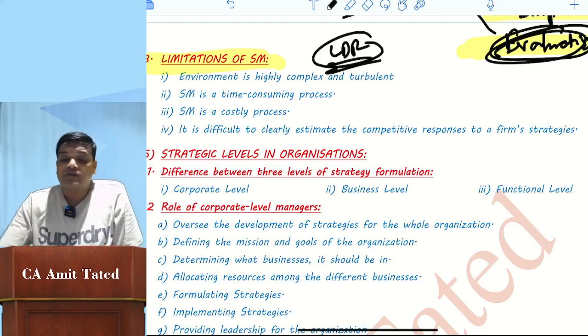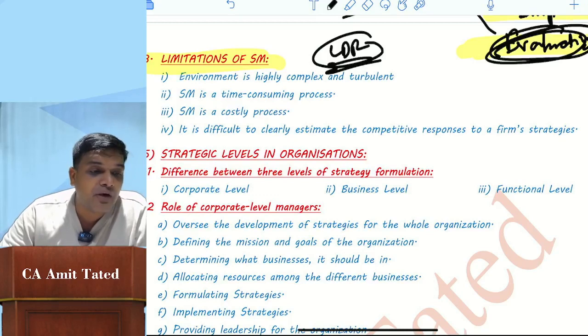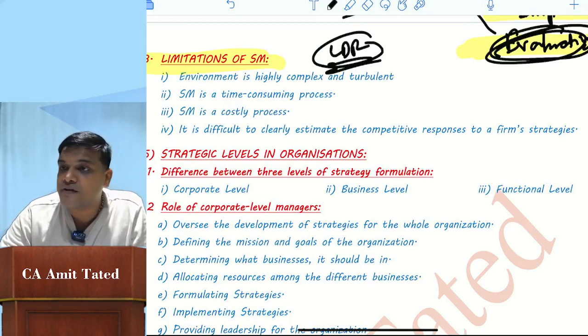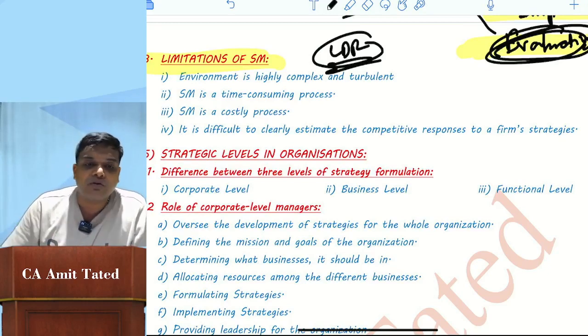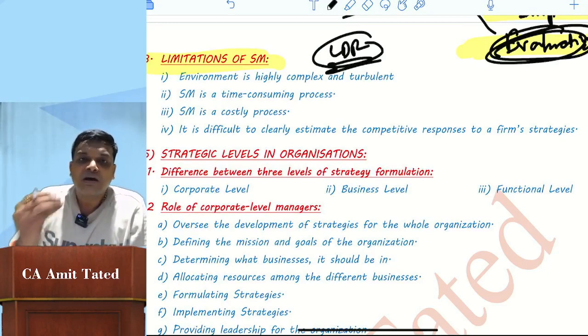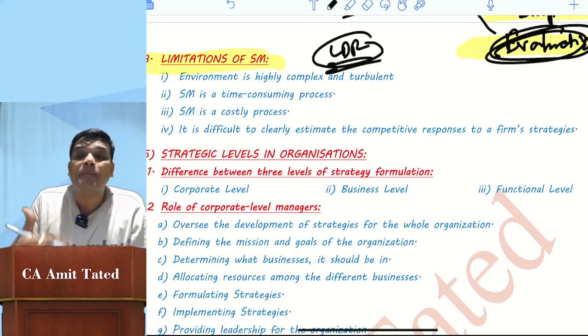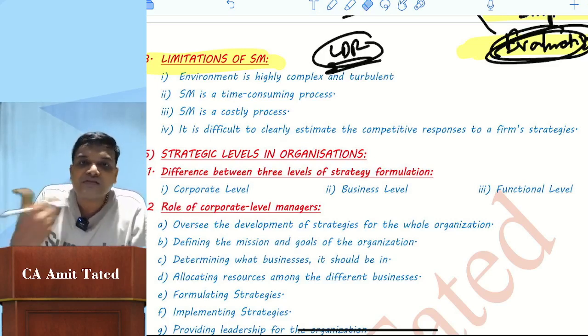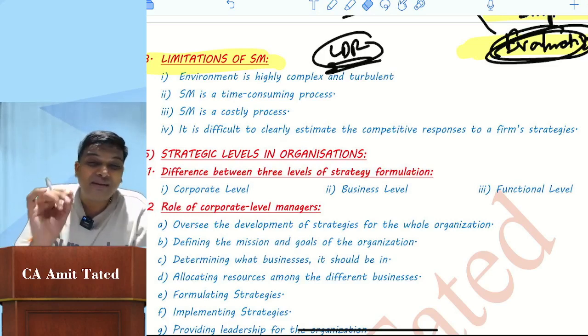Now, what are the limitations of SM? Whenever I discuss the limitation of SM, make sure you understand this particular point. There are 4 limitations of SM. First point, the external environment is complex and turbulent. Turbulent means it is ever changing and that makes it difficult to define the strategy. Second point, strategic management is a time consuming process.